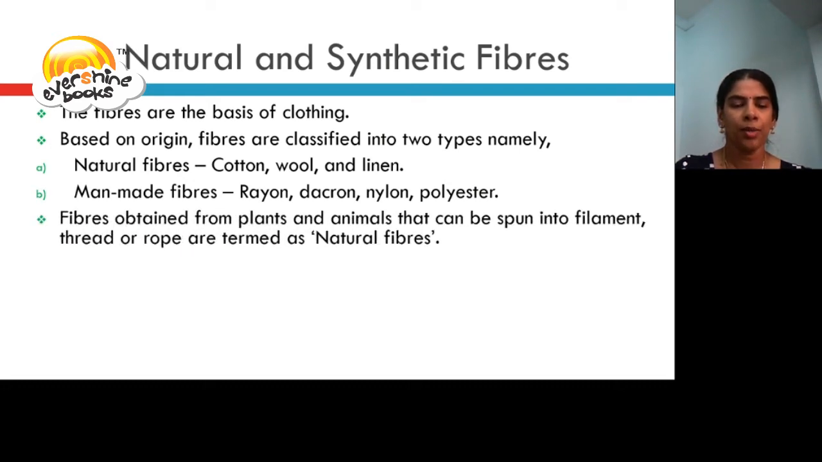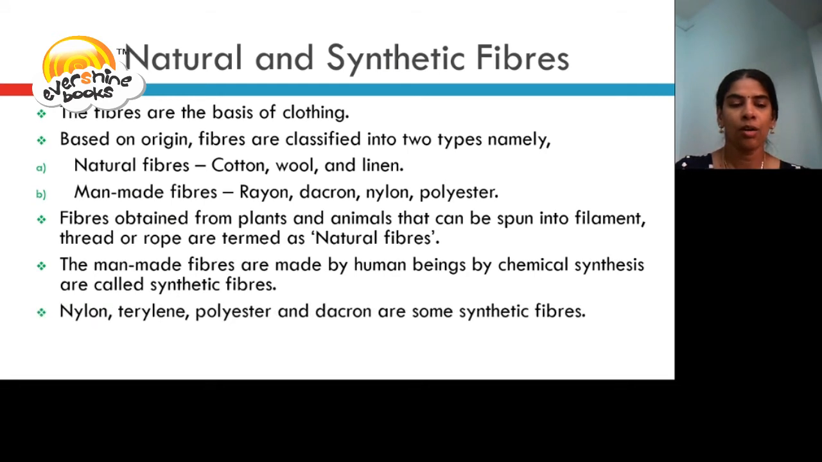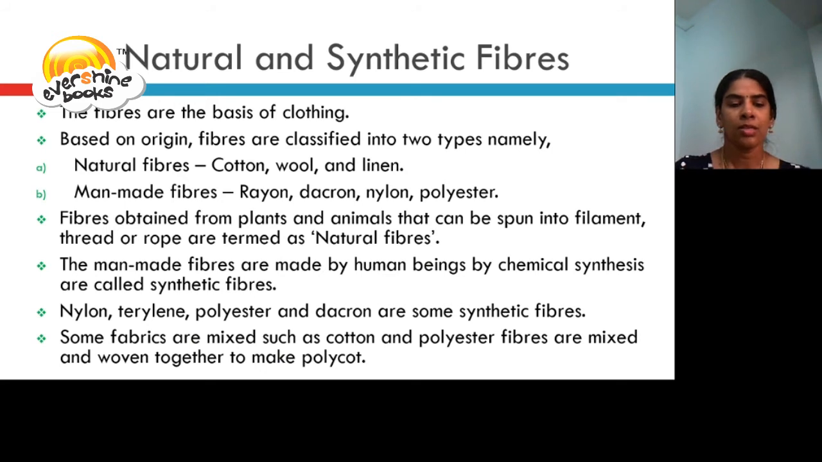Fibers obtained from plants and animals that can be spun into filament, thread, or rope are termed natural fibers. The man-made fibers are made by human beings through chemical synthesis. These are called synthetic fibers. Nylon, terylene, polyester, and dacron are some synthetic fibers. Some fabrics are mixed, such as cotton and polyester, which are mixed and woven together to make polycot.